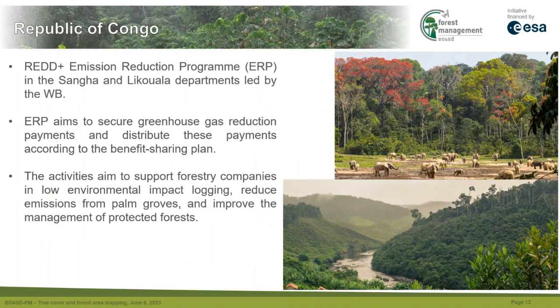In Republic of Congo, we have the REDD Plus emission reduction program in the Sangha and Likouala departments. This is also a project led by World Bank. The objective of the program is to make payments to the program entity for verified emission reductions from reduced deforestation, forest degradation, and forest enhancement. The activities primarily focus on providing support to forest companies in implementing low environmental impact logging practices, reducing emissions from the palm groves, and also enhancing the management of protected areas.